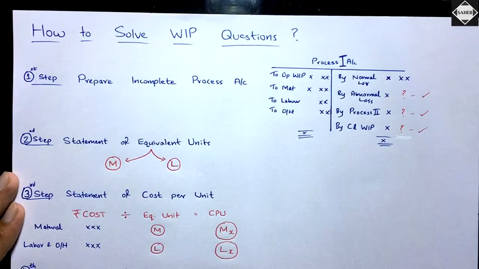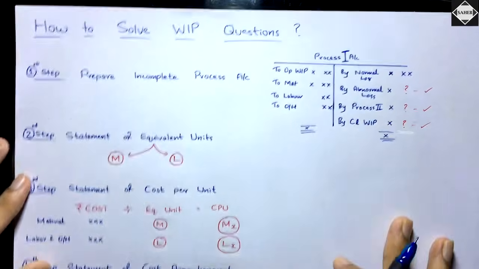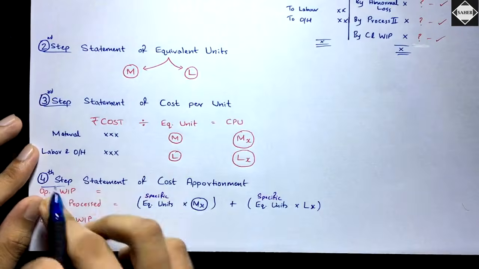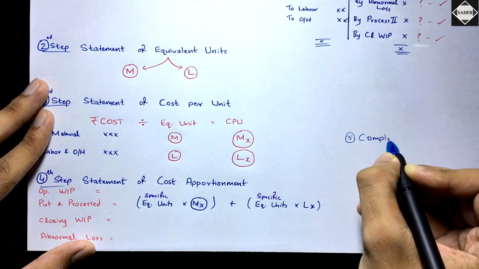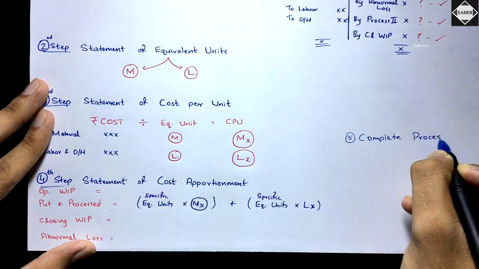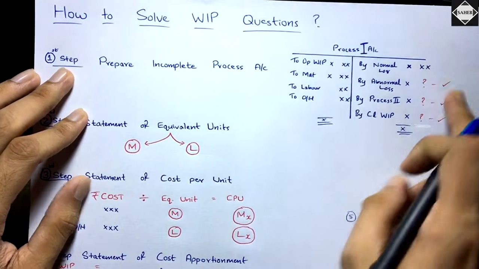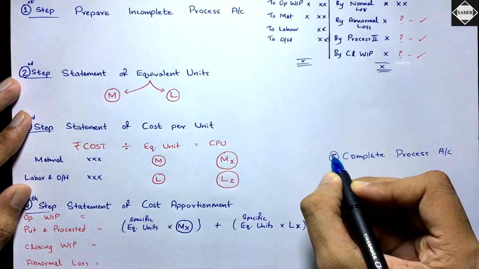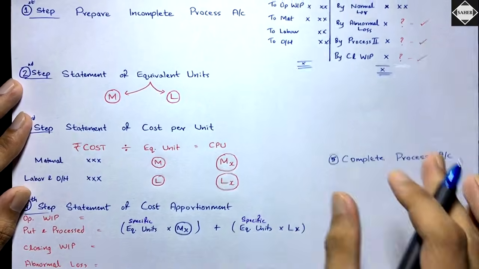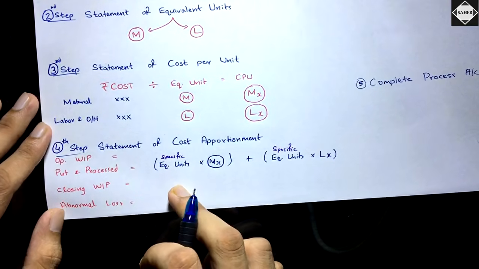So this is it for this video. I think you have understood the equivalent units concept, the WIP concept, and what we have to do over here. And then the fifth step would be what? The fifth step would be to complete the process account, because in the first process you have an incomplete process account and you haven't inserted the amounts. In the fifth step you are going to finish off the process account. You're going to fill in all the amounts which you have found out in the statement of cost apportionment. Is that clear? Easy. So this is what you have to do.